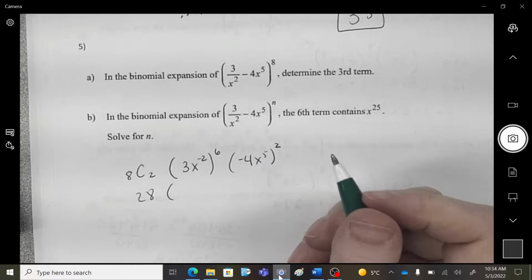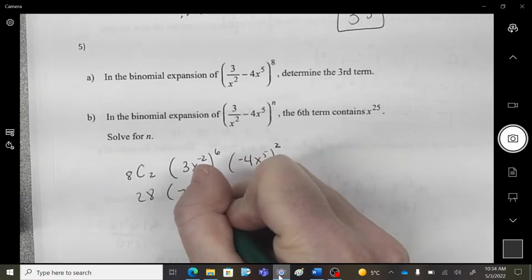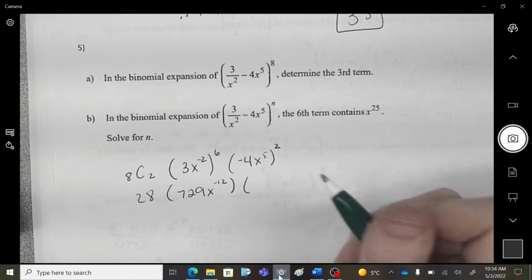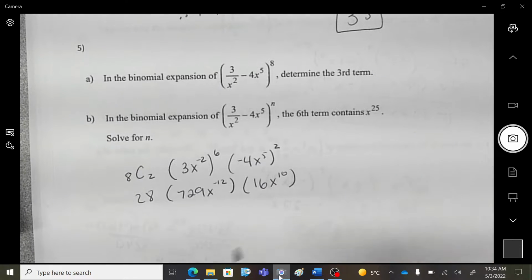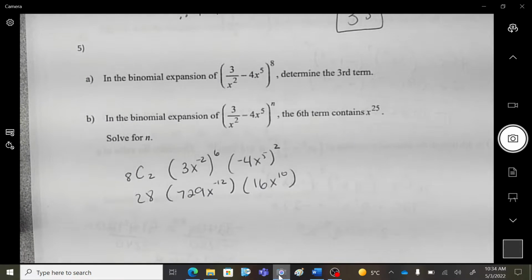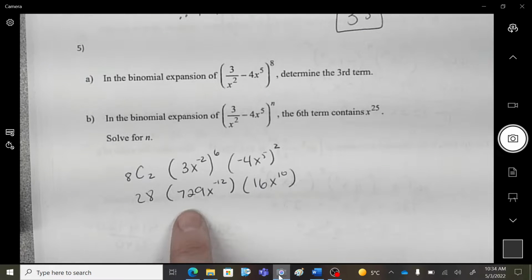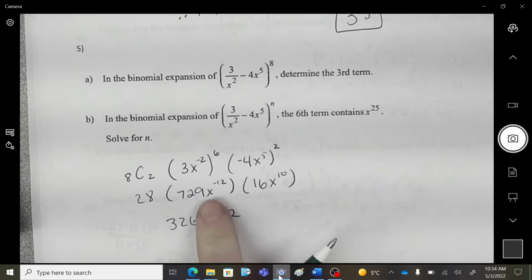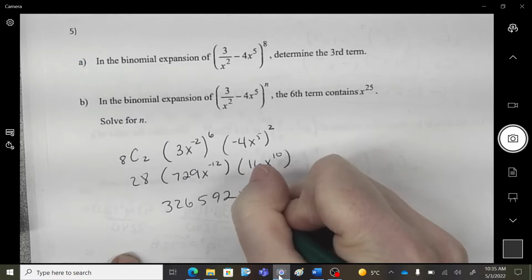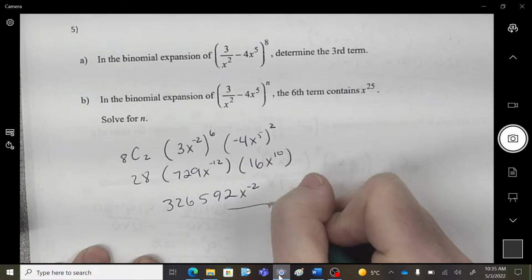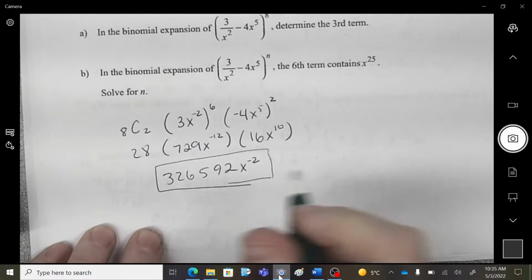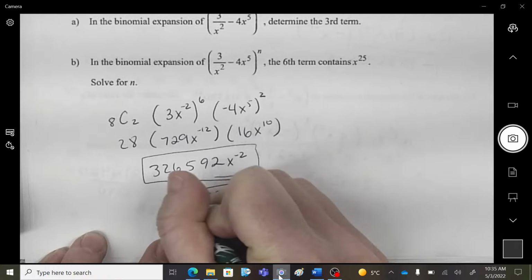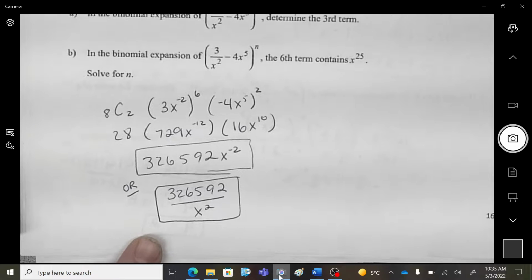3 to the 6th is 729, x to the negative 12. Negative 4 squared, that's positive 16, x to the 10th. Okay, I'm going to multiply 28, 729, and 16. And then I'm going to add the exponents, so x to the negative 2. And I'm also okay leaving it or changing it. Those would mean the same thing.